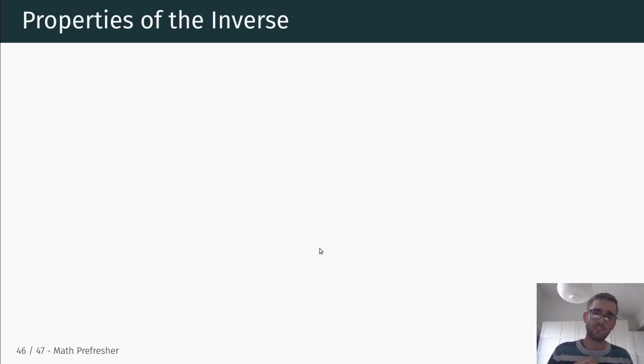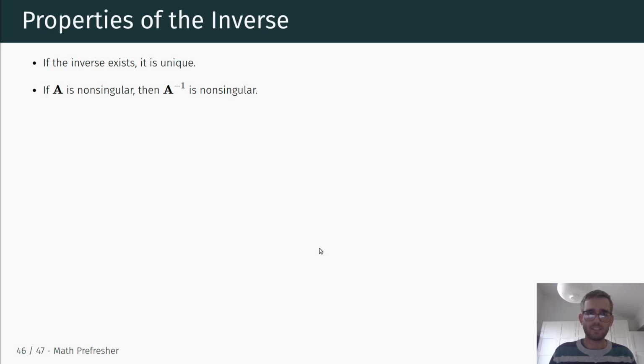of a matrix and linear independence of the rows and columns of a matrix. First, in general, if an inverse exists, then it is unique, okay? Second, if A is non-singular, so if A is invertible, then of course A inverse is non-singular as well, so it's also invertible, okay? Third, if we take the inverse of a matrix's inverse, we end up with the original matrix. So the inverse of A inverse is equal to the original matrix A.